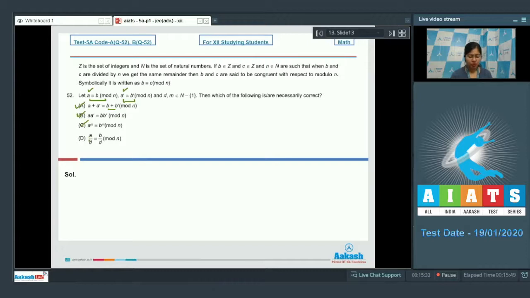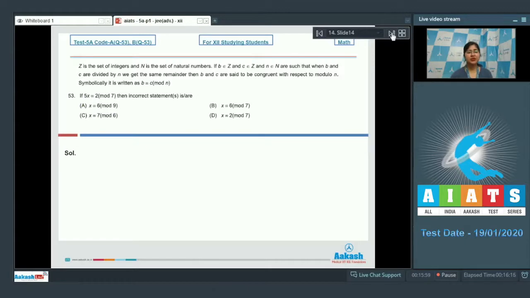Also, let's talk about option D. When we divide A and B by D, let us say D is not a factor of A. Then if D is not a factor of A, we will not get a natural number. So how can we say it? This option is definitely incorrect. So the answer is A, B and C.